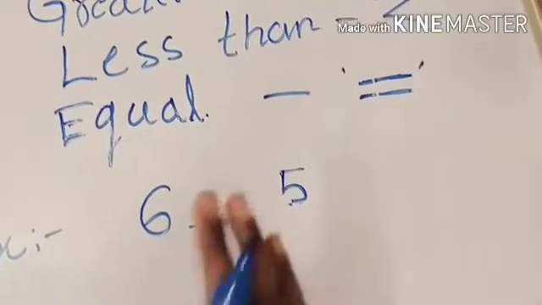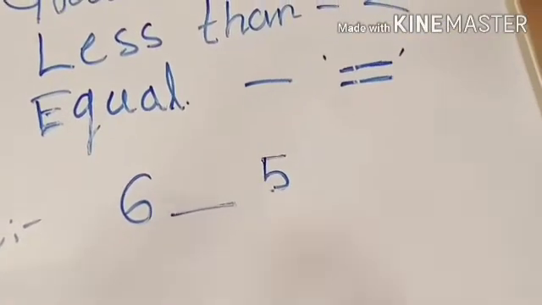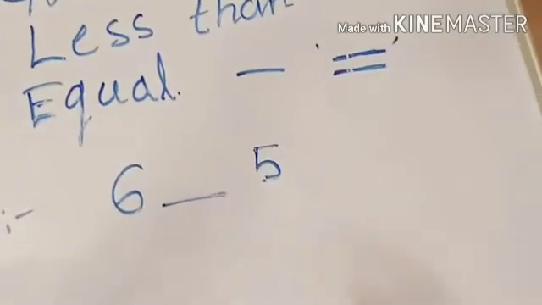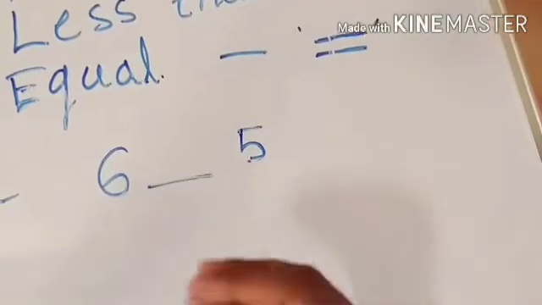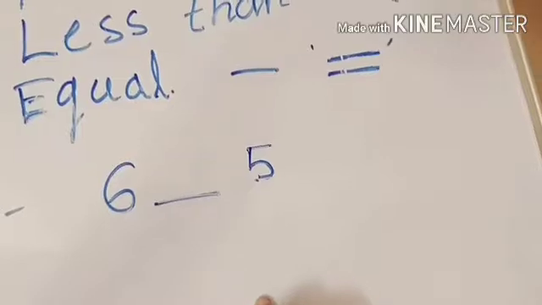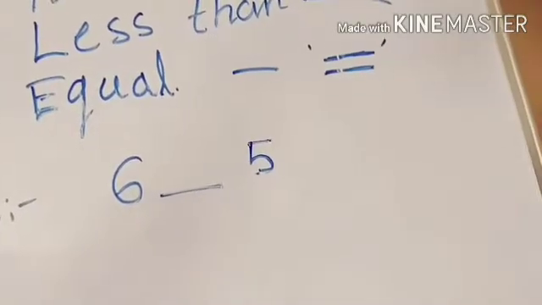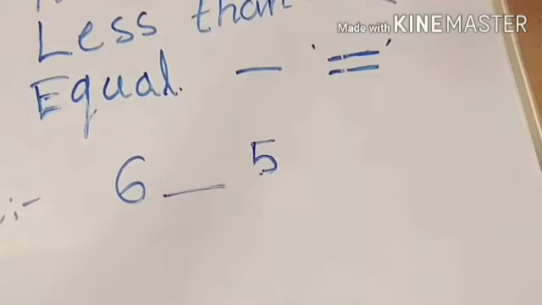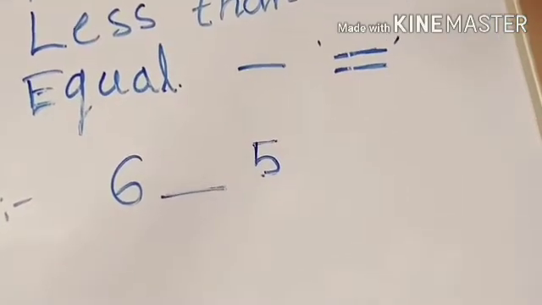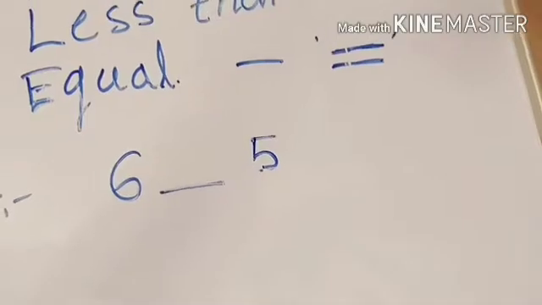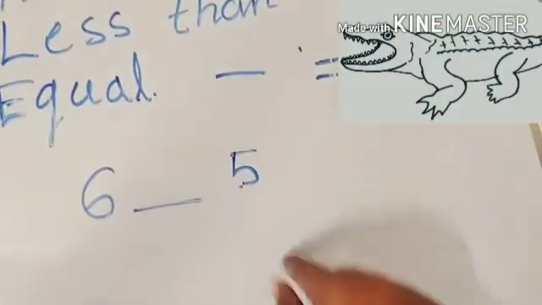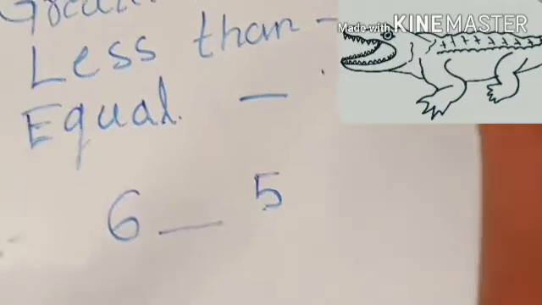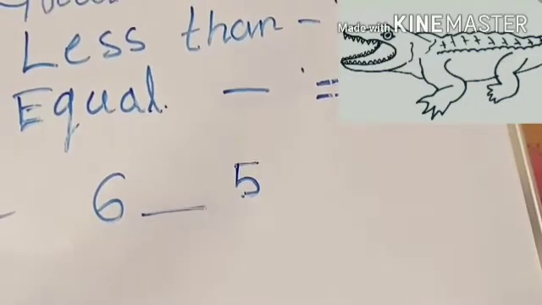Students, you always have to remember that the mouth will open towards the greater number. Now you think, if you are feeling hungry, you are going to eat something which is big or which is small. Of course, you are going to eat something which is big. So imagine children, these signs as the mouth of a crocodile.